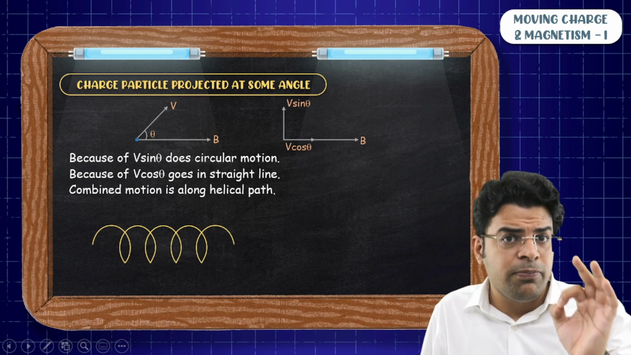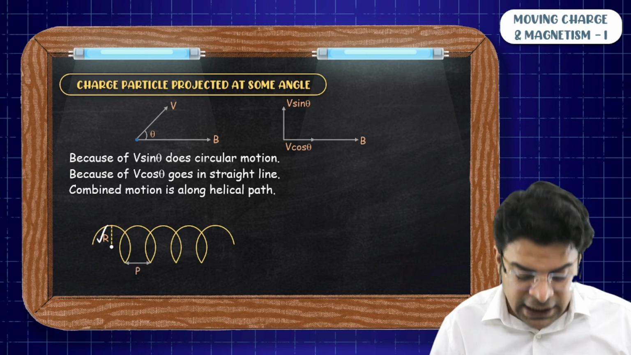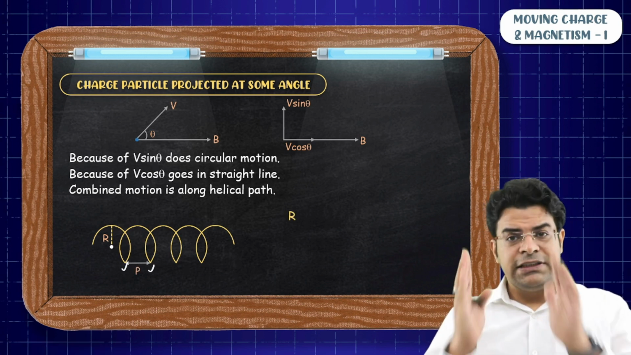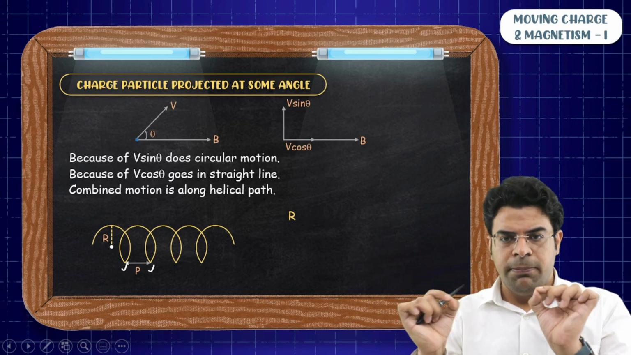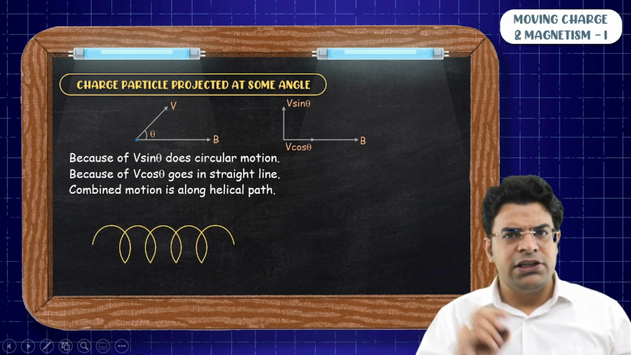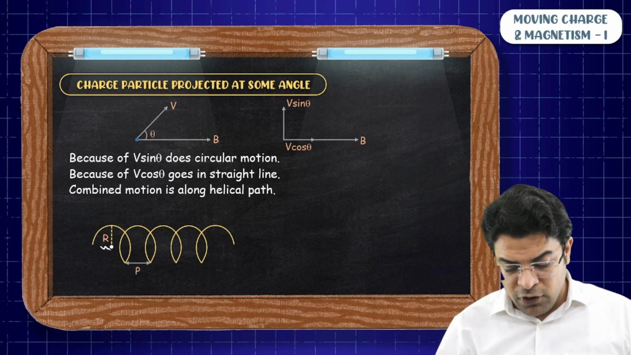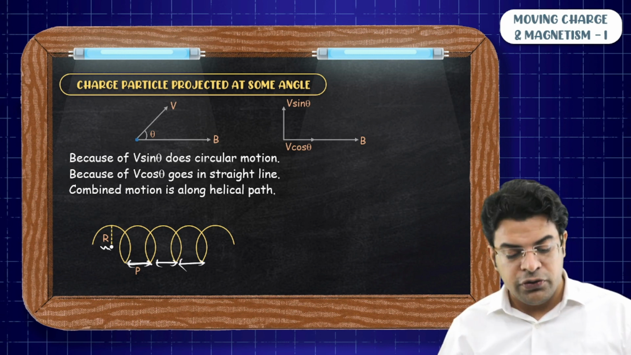In this helical path, they will ask you two questions. First, what is the radius of this helical path? Second, what is the pitch? Pitch means the separation between two points on the helix. So here they will ask you what will be the radius of the helix and what will be the value of pitch, the separation between two consecutive turns.